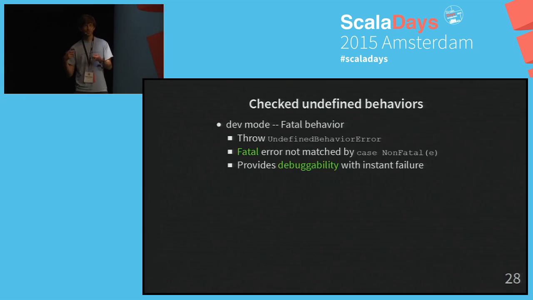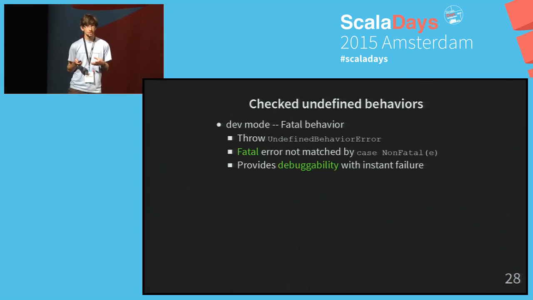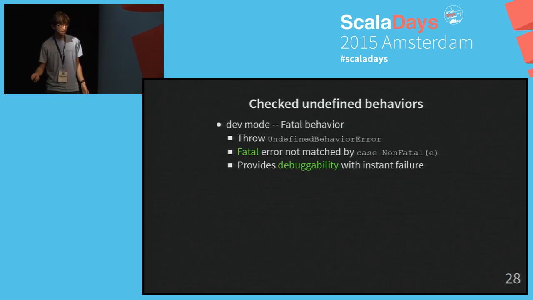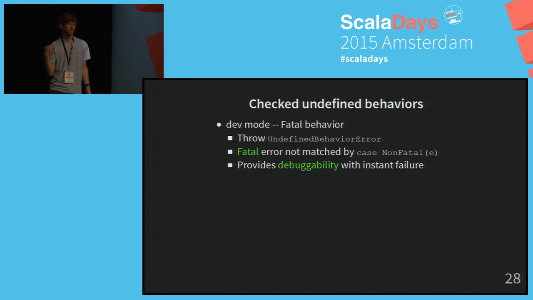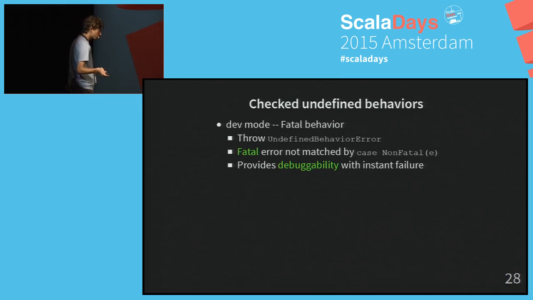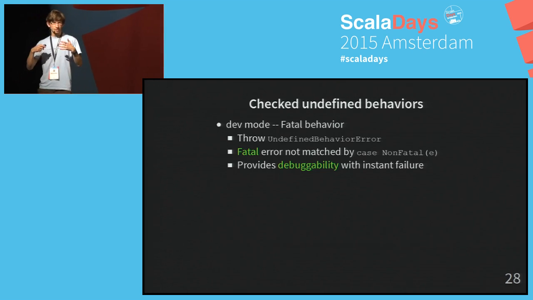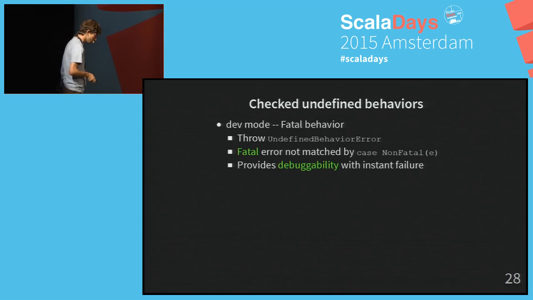So instead, it throws an undefined behavior error. And this class of exception, it's actually a class of error, because it's a subclass of Error, is considered fatal in the sense that it is not caught by a case NonFatal. So this exception will blow your program immediately with a proper stack trace, or as far as a JavaScript runtime can give you a proper stack trace. And you can, that way, debug your program effectively.